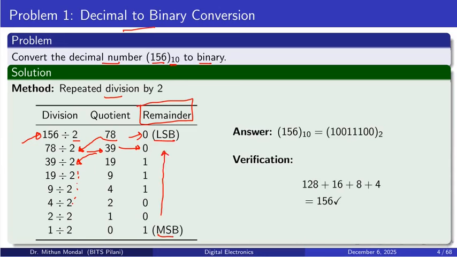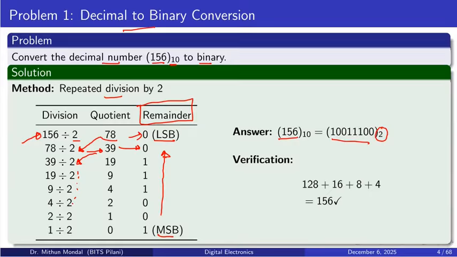We take the number in this form and this will be our final answer. So the number 156, which is the decimal number, is represented as a binary number written in this form with the base 2.